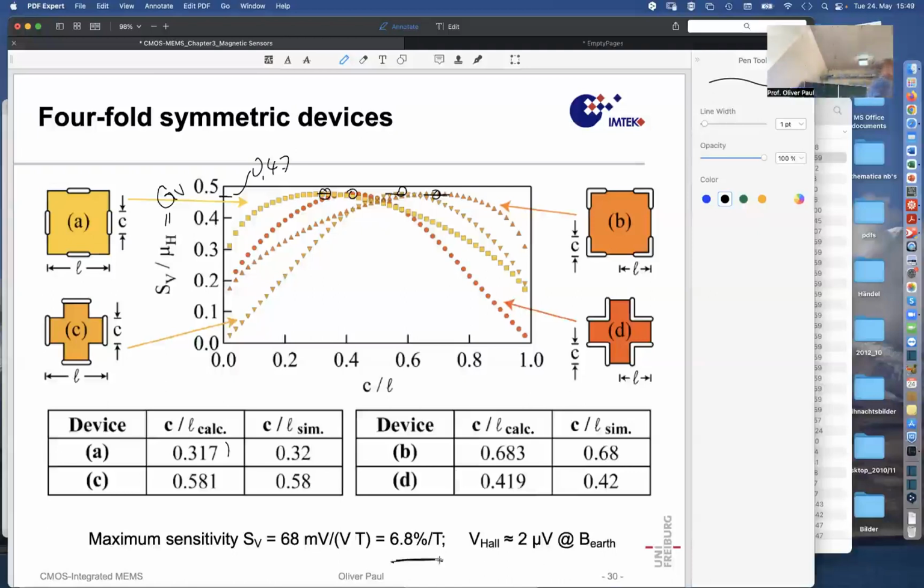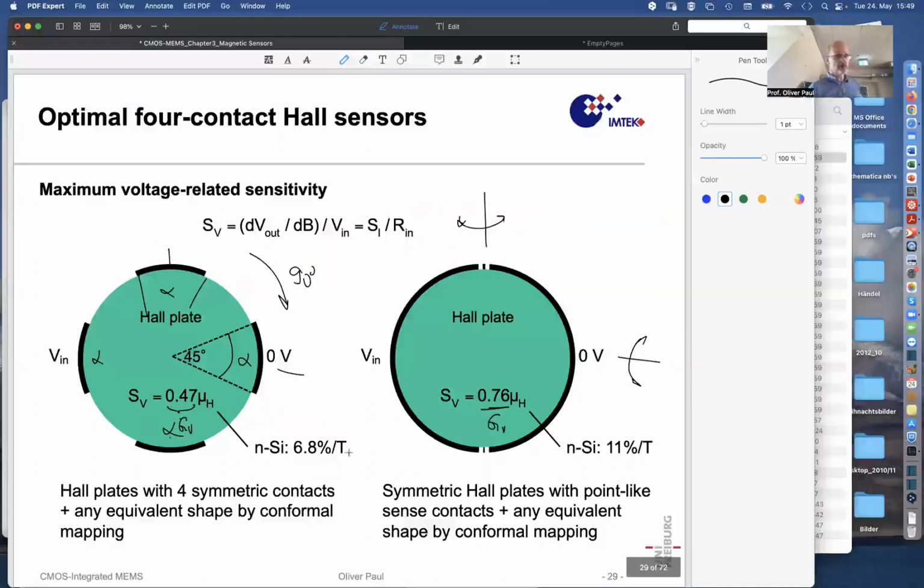If people start telling you at some conference, I have this device, the voltage-related sensitivity is 20% per Tesla, then you start to be really skeptical. Either they don't have this four-fold symmetry, they have this two-fold symmetry, but if it's more than 11%, there is reason to be very doubtful.